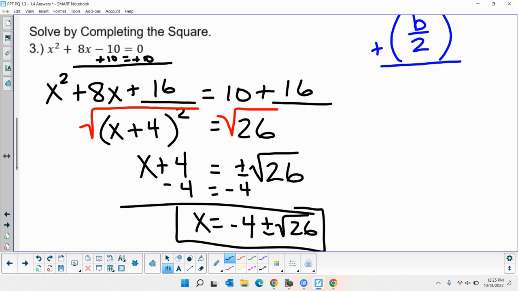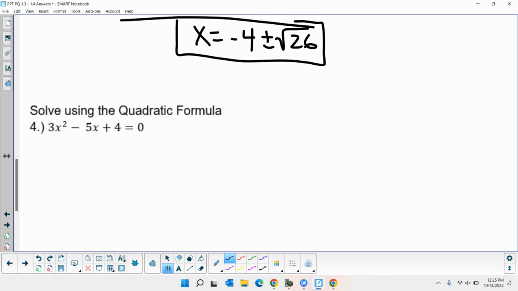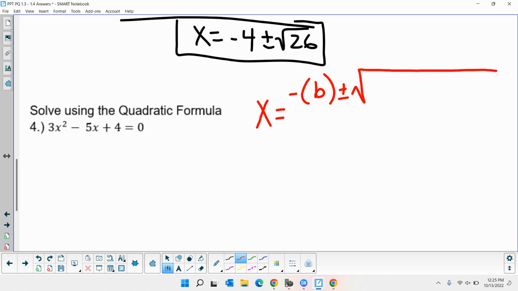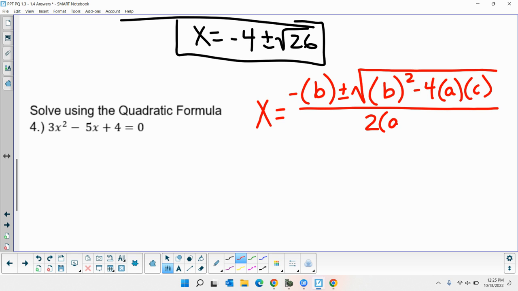Okay, number 4, quadratic formula. All right, you're supposed to know this. I'll write it out again for you, but tomorrow you better remember it. There's the formula. Okay, again, you're supposed to know that. Vince, you got that down, right? Yeah, actually, I did. I know. That's why I said you got it.